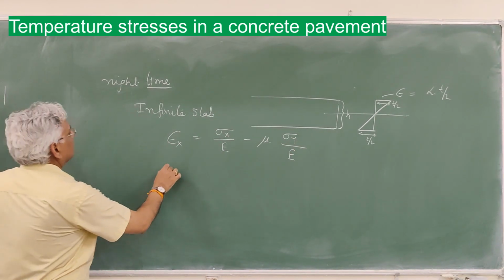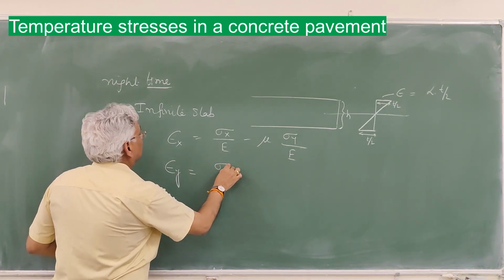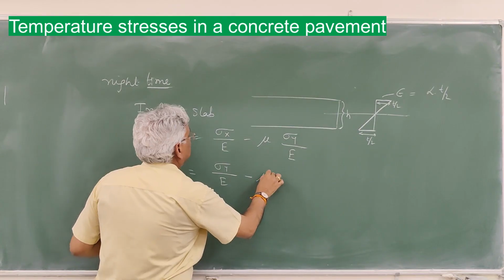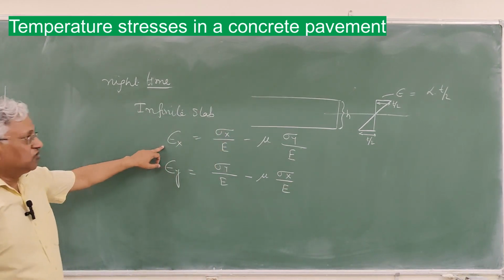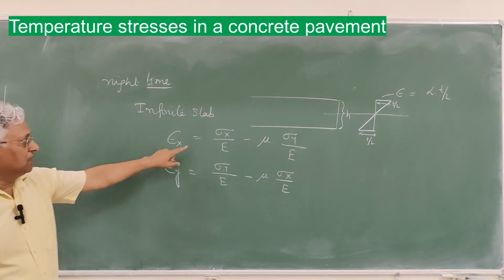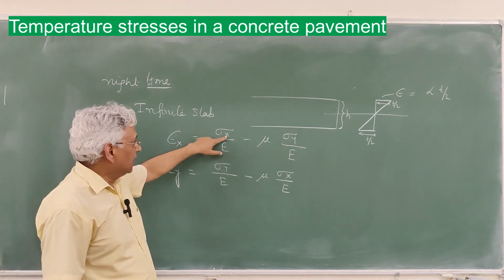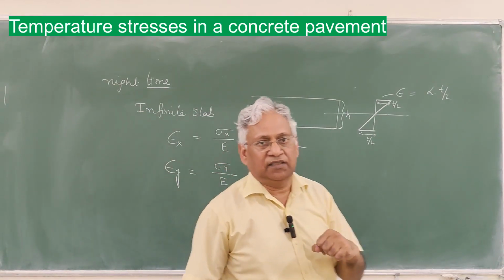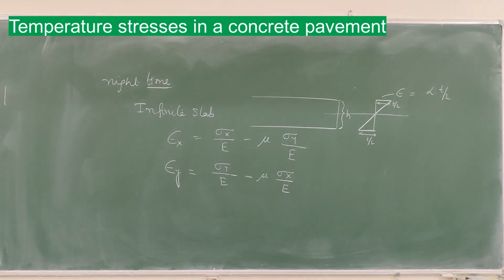And similarly, the strain in y direction will be sigma y upon E minus mu into sigma x upon E. This is the strain value in x direction, y direction. This is the stress generated in the slab in x direction, in y direction, and mu is the Poisson ratio of the concrete. E is the modulus of elasticity of the concrete.